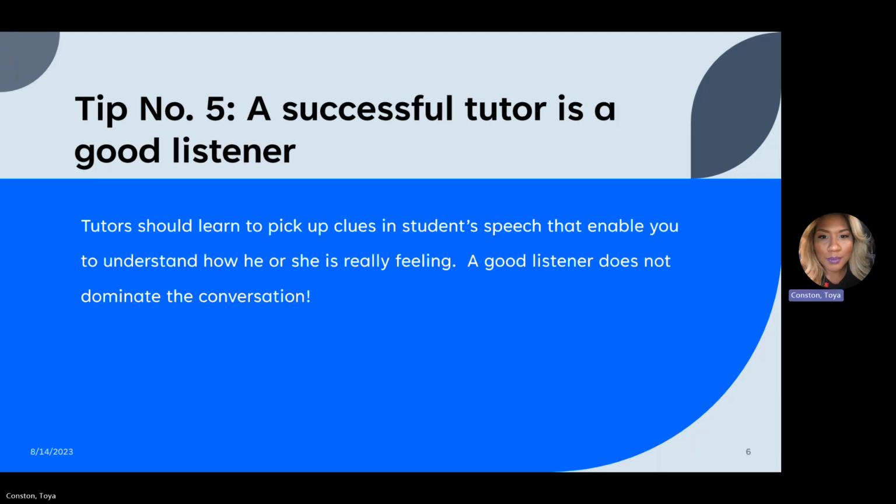Tip number 5, a successful tutor is a good listener. Tutors should learn to pick up clues in students' speech that enable you to understand how he or she is really feeling. A good listener does not dominate the conversation. Typically in a tutoring session, it's okay for the tutor to ask the student learner how he or she is doing that day or how he or she is feeling about a certain task.